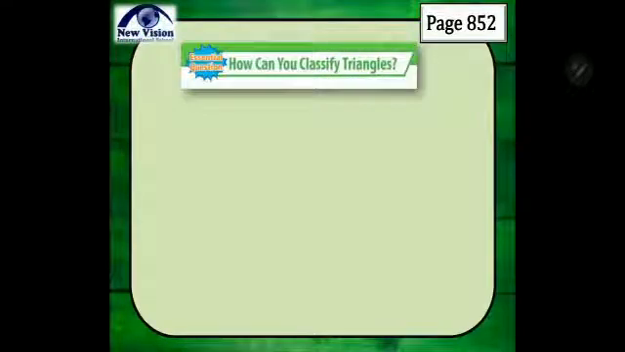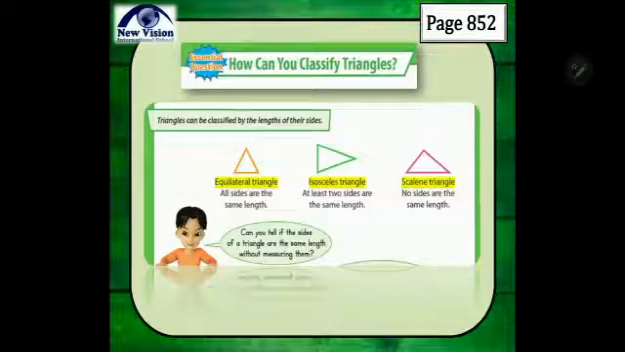Now let us review the video answering the essential question, how can you classify triangles? So triangles can be classified by the lengths of their sides. So we have 3 types. First, we have equilateral triangle. Again, when we say equilateral triangle, all sides are the same length. The second one, we have isosceles triangle. At least 2 sides are the same length. Next, scalene triangle. No sides are the same length.